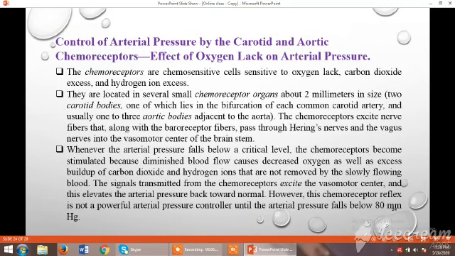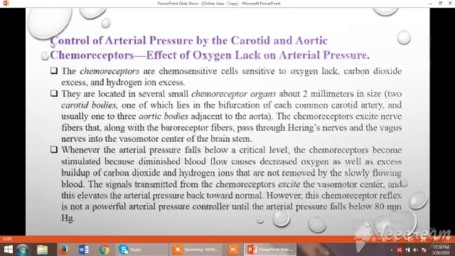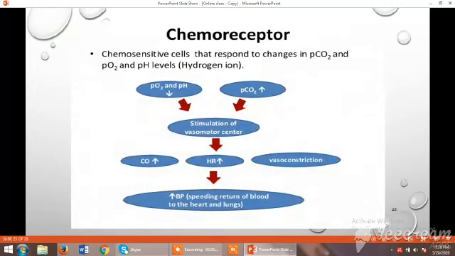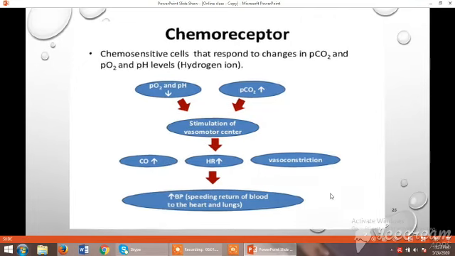I just discussed it before. Now, what happens here? You can see chemosensitive cells responding. The partial pressure of oxygen decreases and pH decreases, that is, hydrogen concentration increases, and also the partial pressure of carbon dioxide increases. This causes stimulation of the vasomotor centers, ultimately causing increased cardiac output, increased heart rate, and vasoconstriction, causing blood pressure to rise.